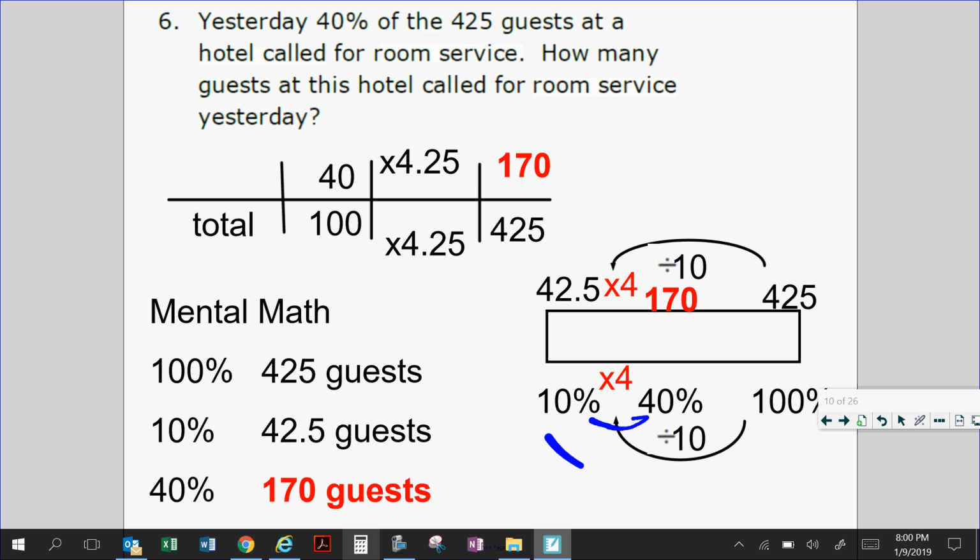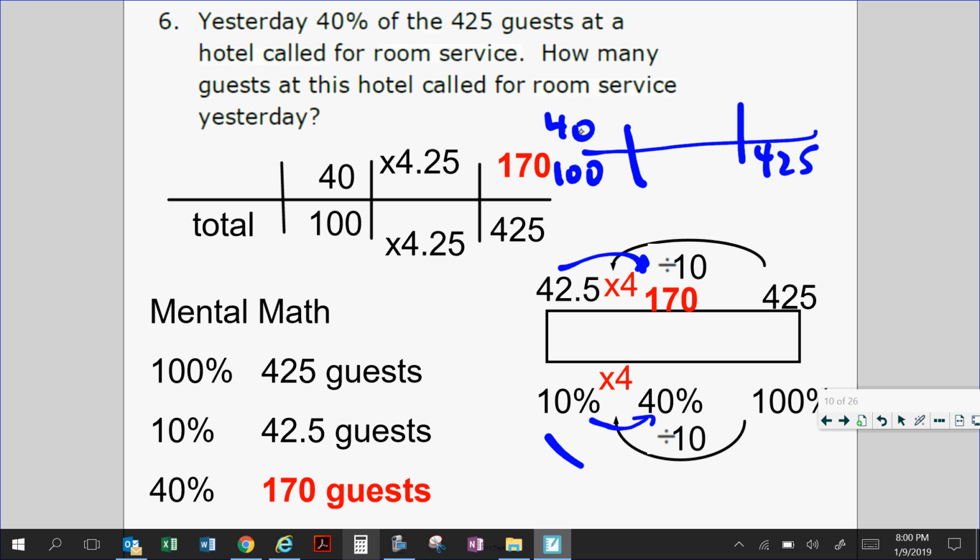How do you build it back from 10% to 40%? Times 4. So 42.5 times 4 is 170 guests. Maybe you prefer a picture, a table. So how do you write 40% as a fraction? 40% out of 100, and then 425 goes here.